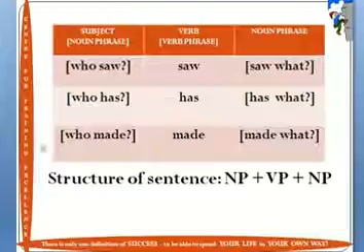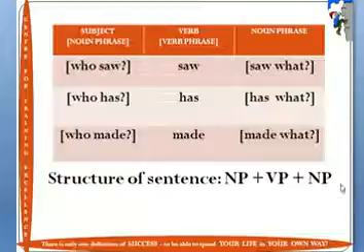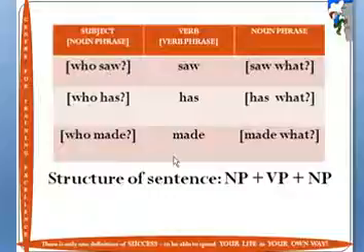Now, let us start constructing sentences. We are going to begin with a very commonly used structure. A noun phrase, a verb phrase, and a noun phrase. We'll first focus on the verb.